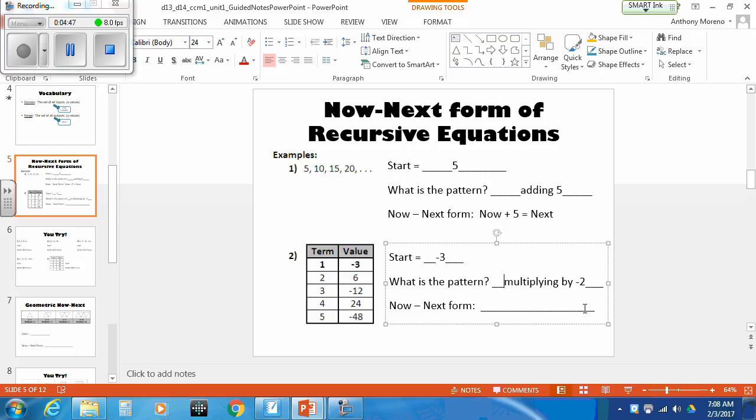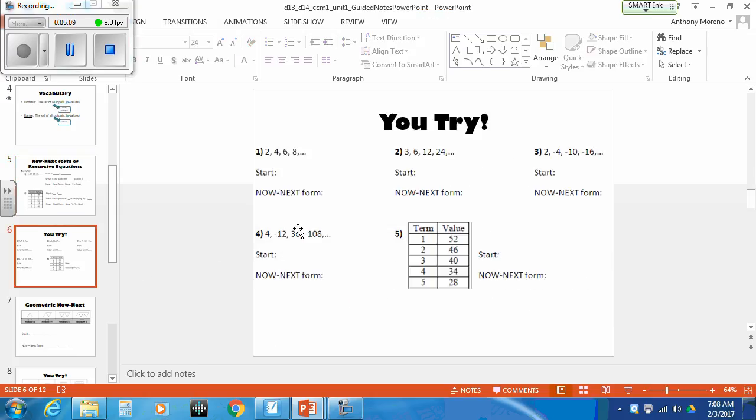Well, what would the now next form be? We start with now, the first number, negative 3. We would multiply, and this is the symbol for multiplication when all else fails on the computer, times negative 2, and that would equal the next number. Okay. So moving on, this is for you to try, and that is also on your notes. So go ahead and give those a shot. You want to figure out what number you're starting with, and can you figure out a now next form for that? Okay.